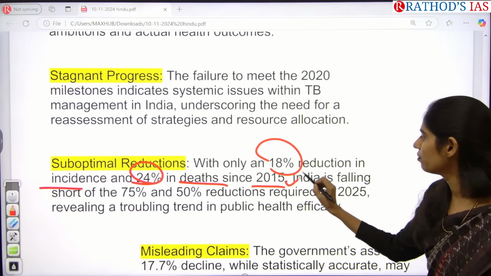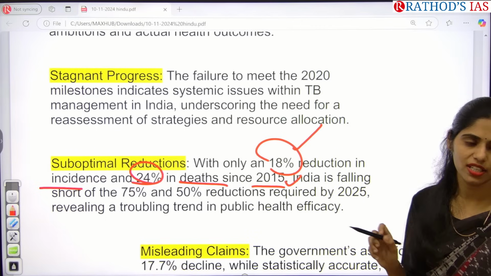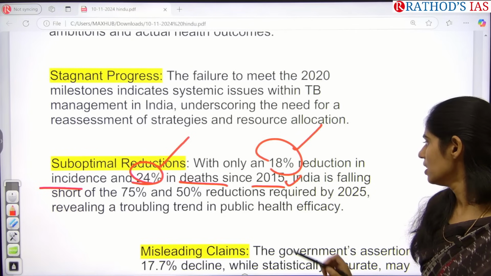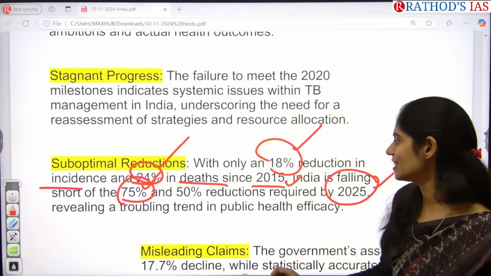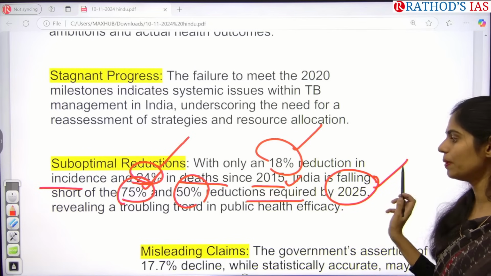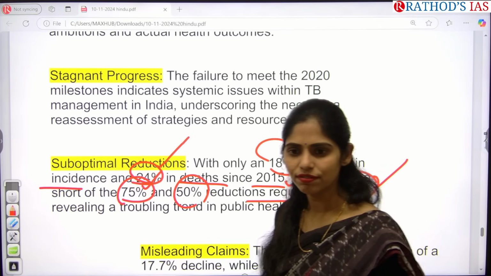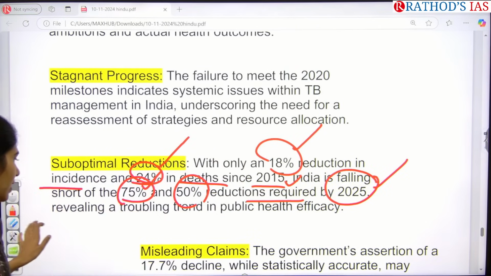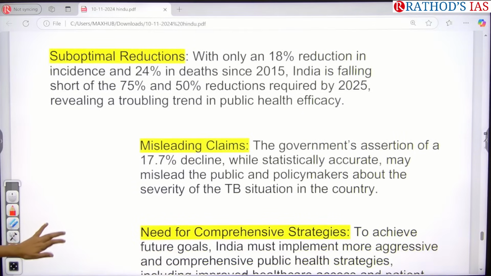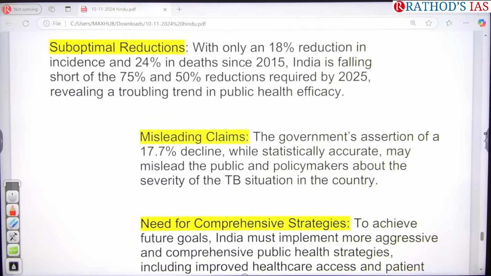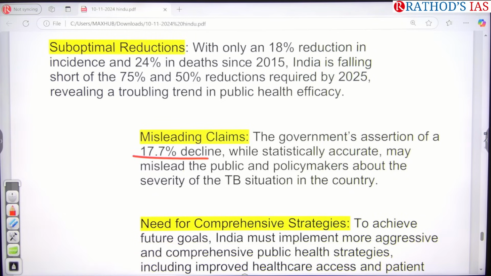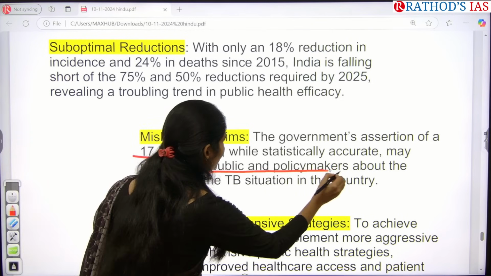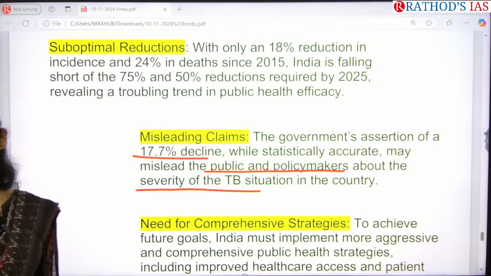From 2015 onwards, we have reduced incidence of cases by only 18% and deaths by 24%. We need to see that a 75% reduction in cases and a 50% reduction in deaths should be achieved if we want to reach the target of eliminating TB, but that is very difficult. There is also one problem: misleading claims are coming from the government that there is a 17.7% decline, while this is statistically inaccurate. So the government is misleading the public and policy makers about the severity of the TB situation in India.